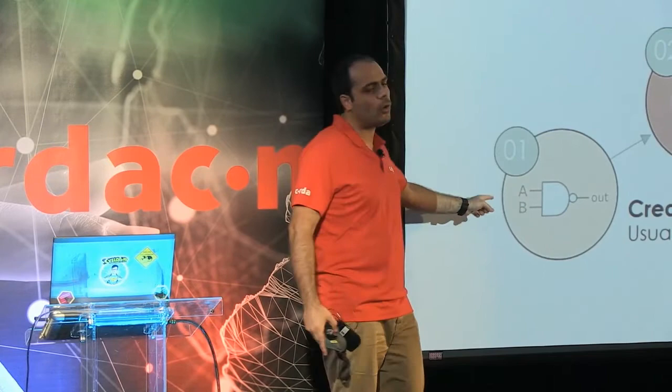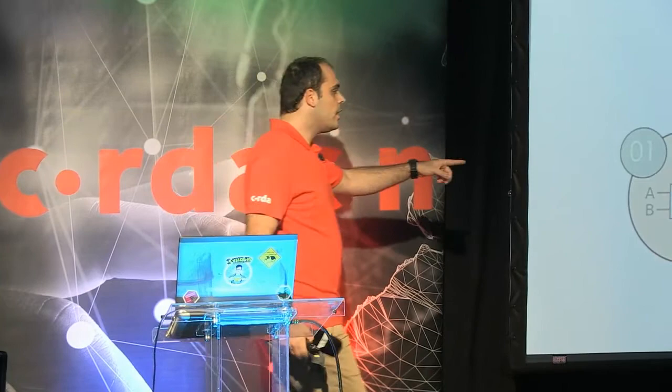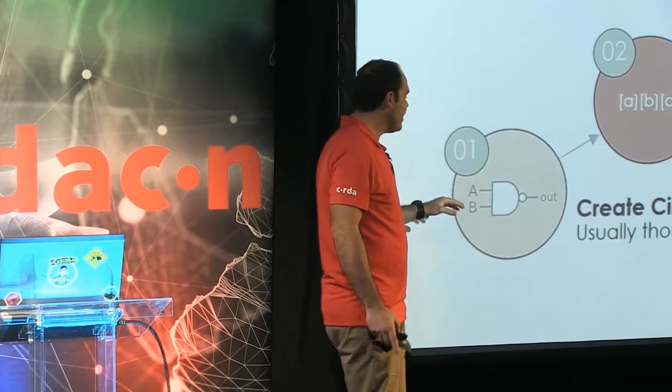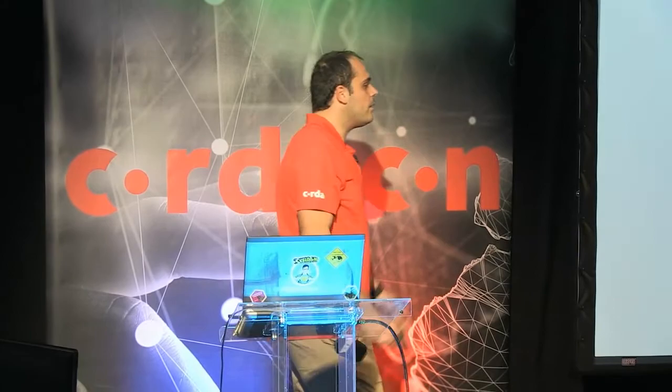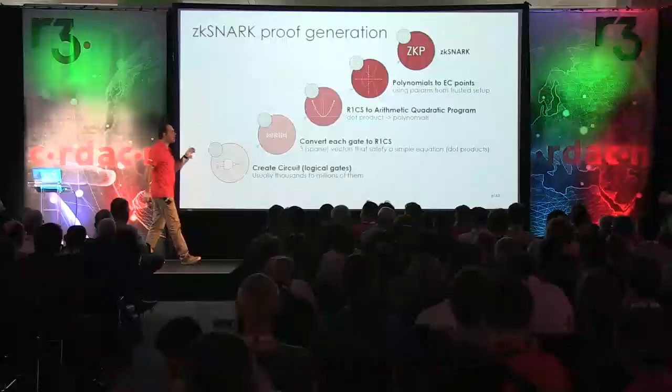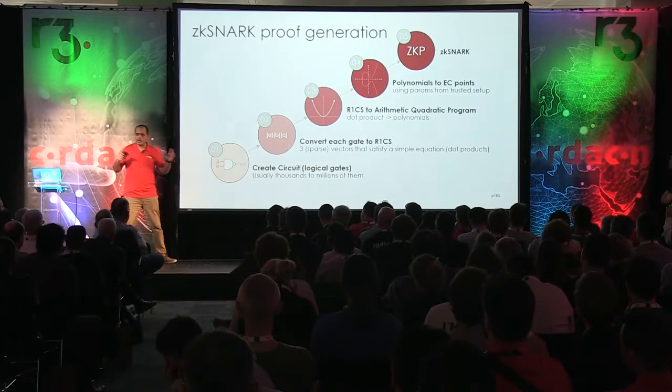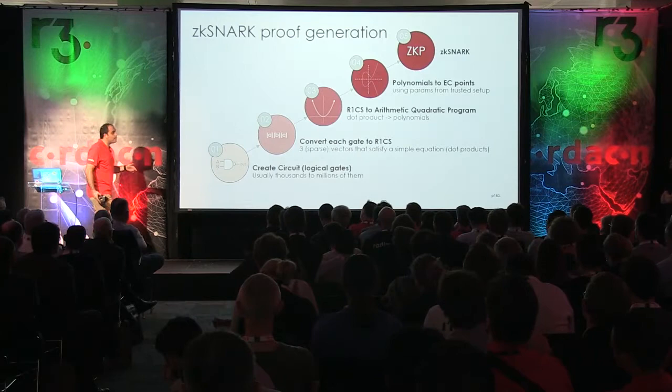So sometimes you need special stuff that can do this conversion. Then you have this, let's say this is the most technical part, but it's only this slide. You have this circuit, and you have to convert it to something that you can do operations with. Initially, you convert it to a rank one constraint system, as it's called, and imagine it's just three vectors. Actually, they are sparse vectors, and they satisfy an equation. We're not going into the details of this equation. Then, again, you need another algorithm that creates a polynomial from these vectors, which is actually a dot product operation.